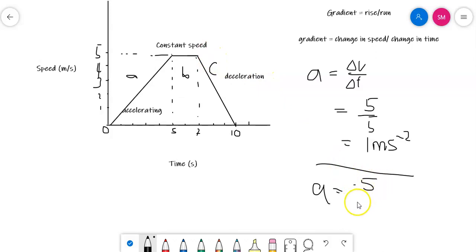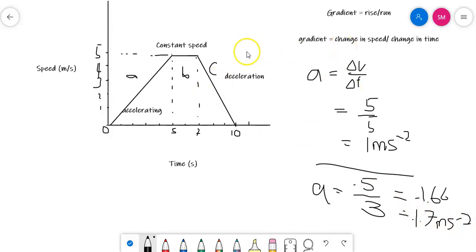So the speed reduces by 5 meters per second, and the time that it takes for that to happen is 3 seconds. So to work out the acceleration for this part, we need to go negative 5 divided by 3, and we get negative 1.66, or negative 1.7, rounding it up, ms minus 2. Okay, so that's just a similar skill that we're using by calculating the gradient. When we have a speed time graph, we can calculate the acceleration.